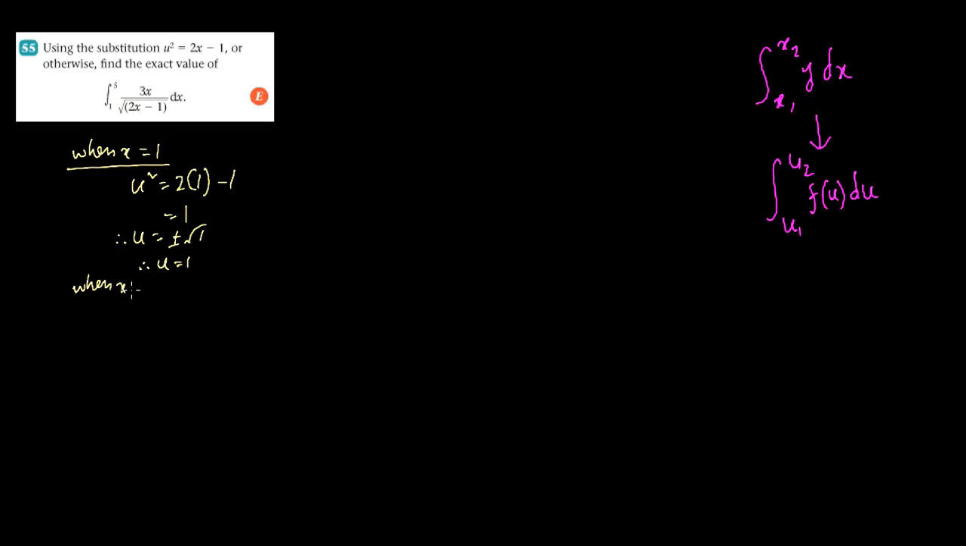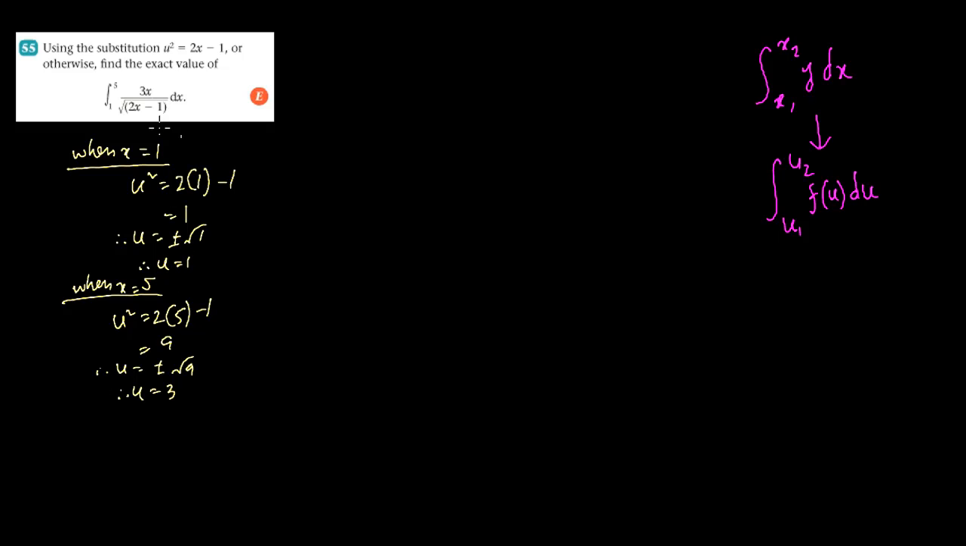When x equals the upper limit, which is 5, u squared equals 2 fives are 10 minus 1, which is 9. Therefore u equals plus or minus square root of 9. Therefore you take the positive value, square root of 9 is 3. So the limit has been substituted.